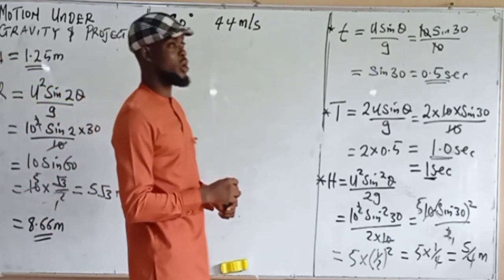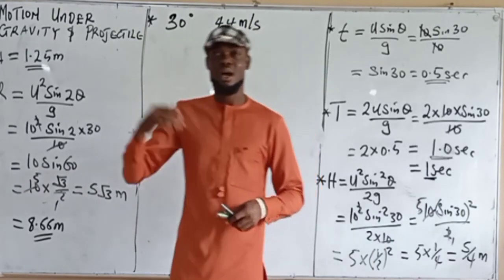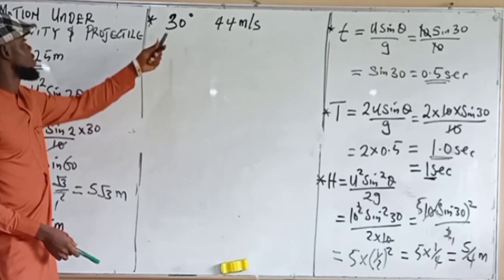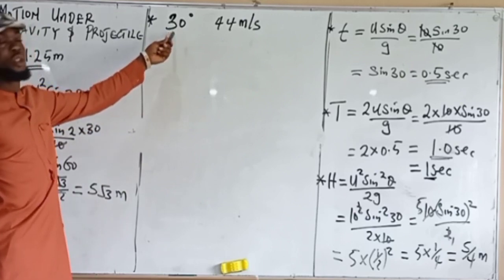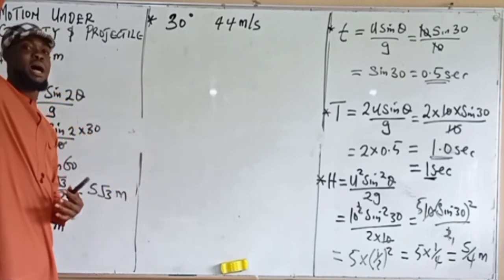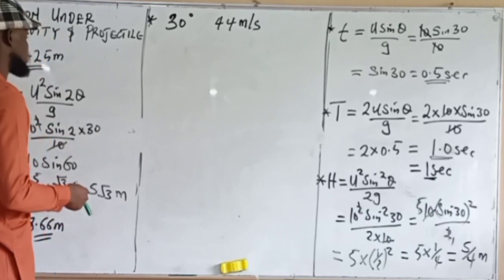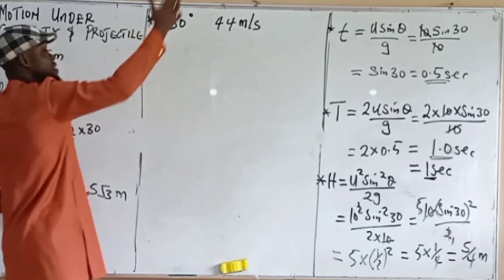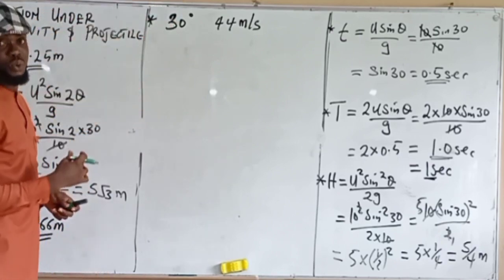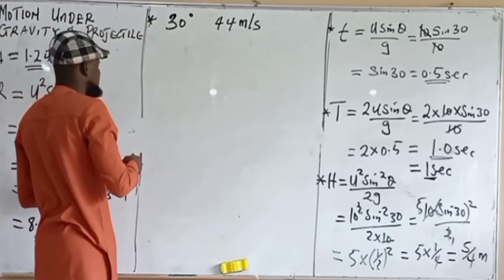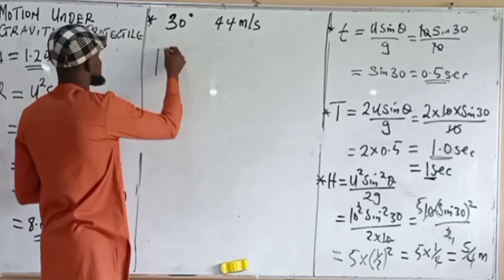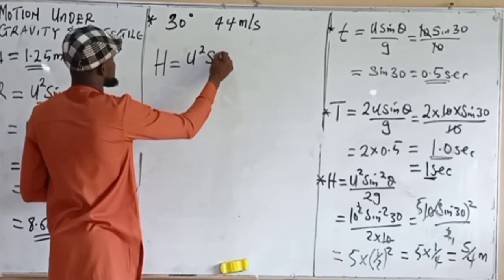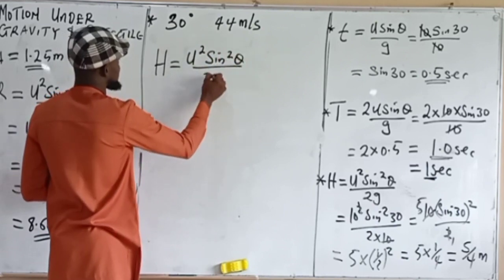How high will it rise? If you project the golf ball at this angle to the horizontal with this velocity, how high will it get to? How high will it rise is the maximum height it will get to. And the maximum height h is equal to u square sine square theta over 2g.